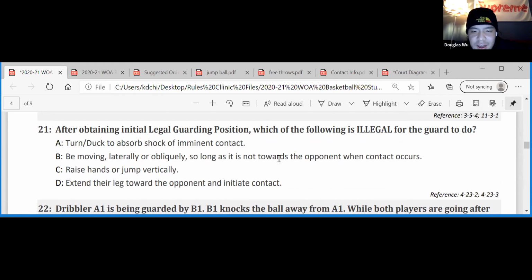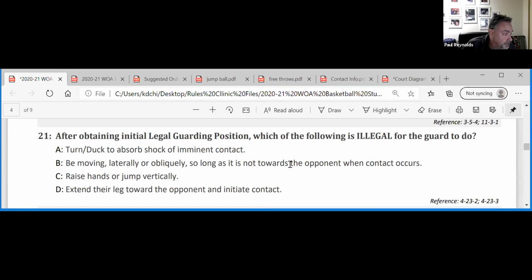After obtaining initial legal guarding position, which of the following is illegal for the guard to do? Extend the leg towards the opponent and initiate contact. D. Anybody else? That's what I had. So that's correct. It is D.